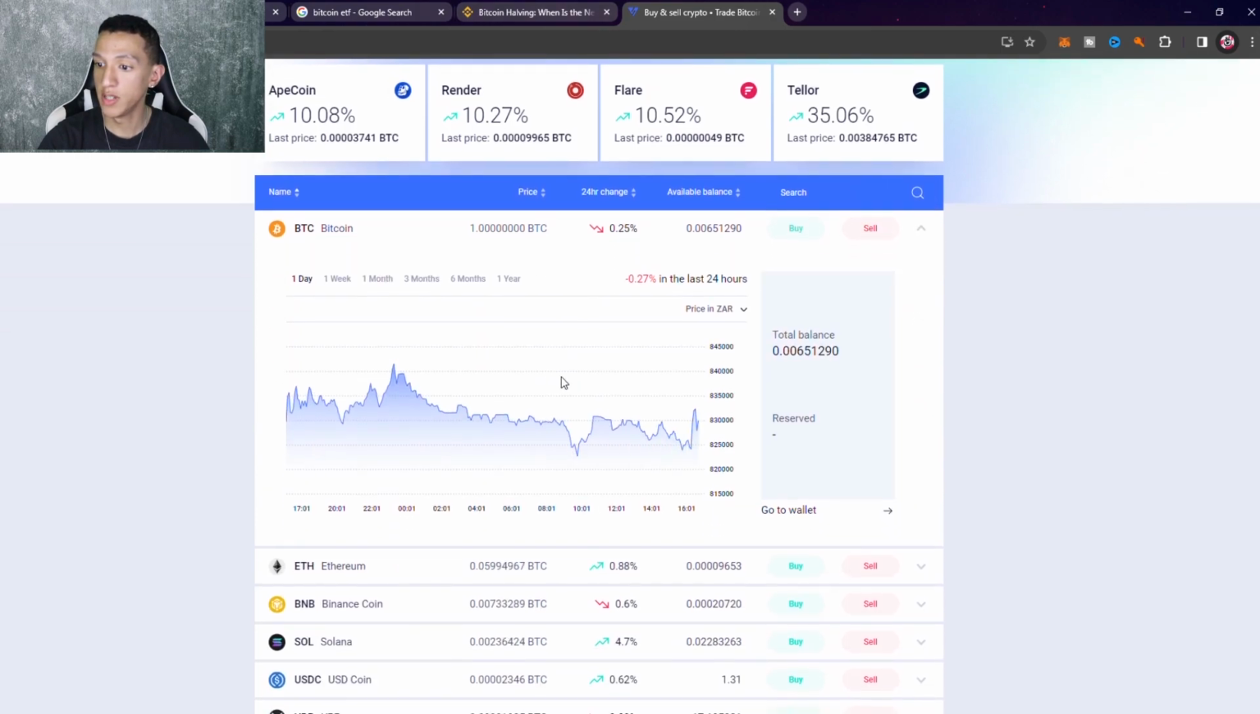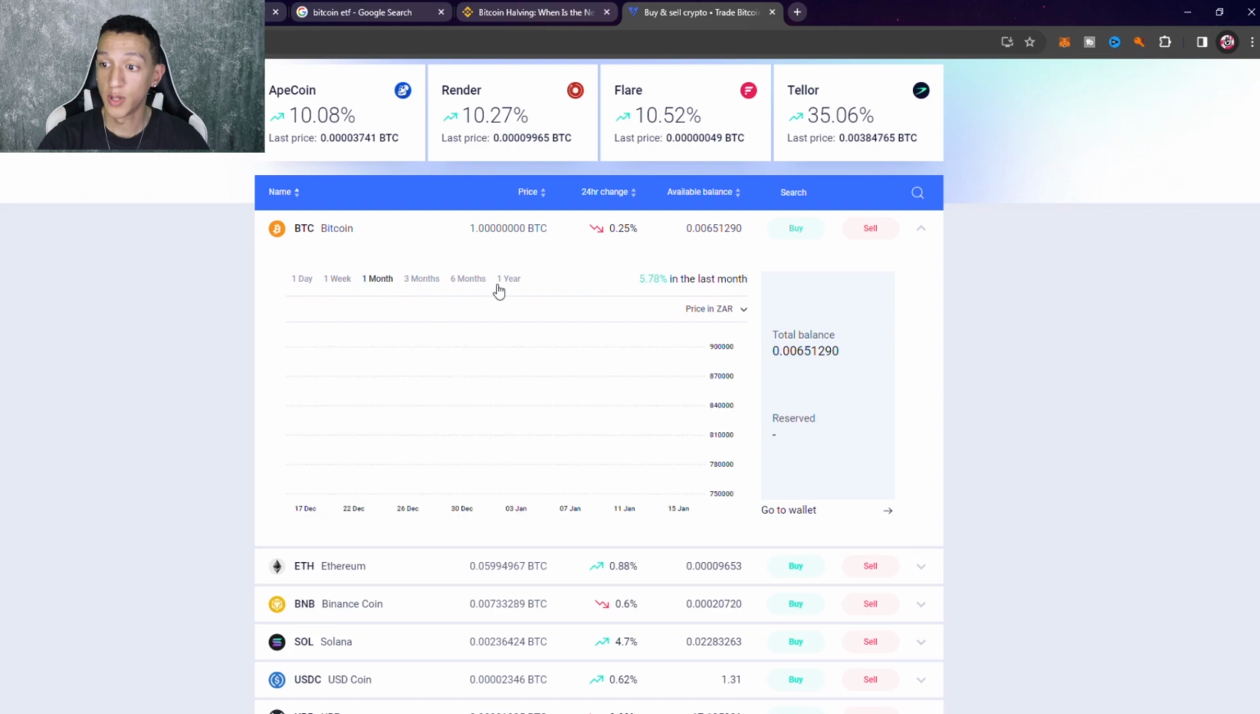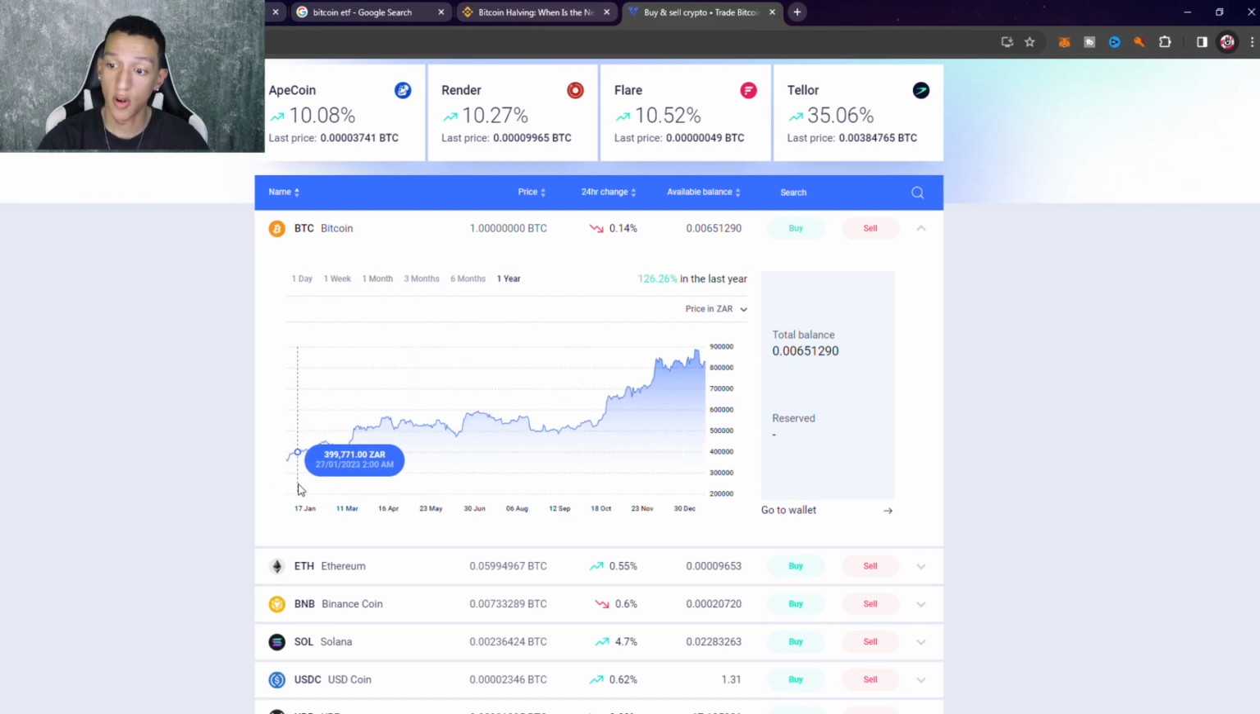If you click this tab, you'll see this gives you more information on the price of BTC for the past day, for the past week, for the past months. If you look at the year, BTC has been on a very bullish trend from the start of last year, from 400,000 ZAR to about 828,000 ZAR from a whole year ago. So BTC has been on quite a good uptrend.